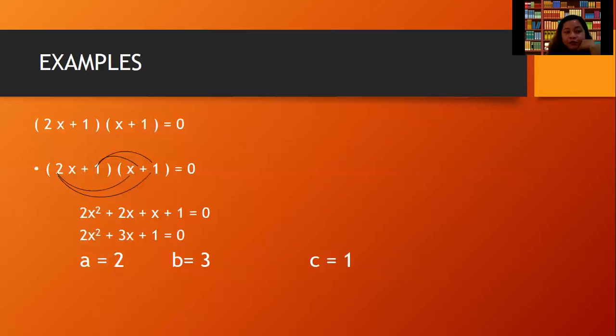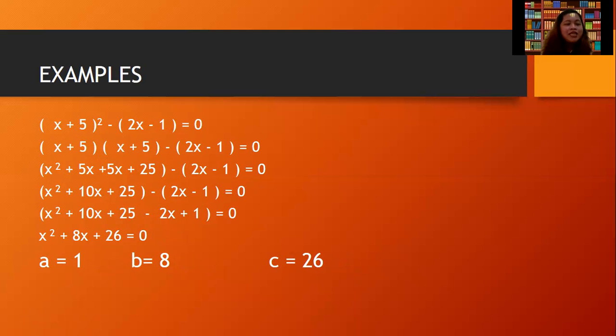So multiply the first term and the first term, 2x times x. That will become 2x squared. 2x times 1, so that is 2x. The last term and the first term, FOIL method. So 1 times x, and 1 times 1, that is 1. Then combine like terms, so 2x squared. You combine the 2x and x, so that will become 3x plus 1 is equal to 0. Since this is already in standard form, we can now identify the values of A, B, and C. Our A is 2, B is 3, and C is 1.